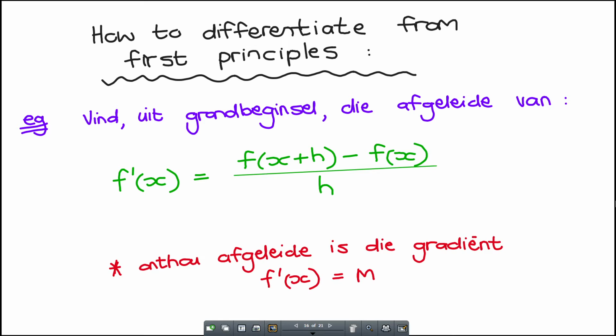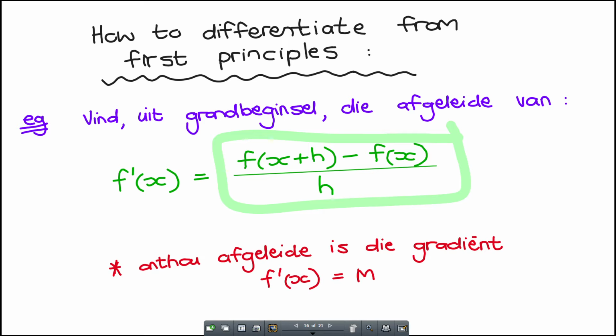So from first principles, I want you to get the derivative. So this is now the longer method. Nee? Now there's a formula and you'll see I wrote it down. That means derivative. Nee? Sodra jy daai klein kommaatjie sien, dan weet jy mos hulle soek afgeleide. Nee? So derivative is equal to f(x plus h) minus f(x) and all of that over h.